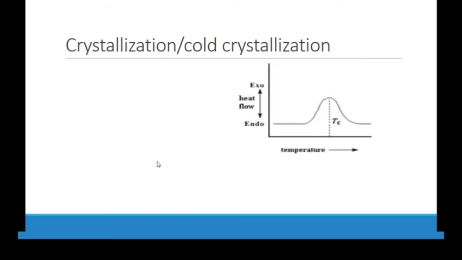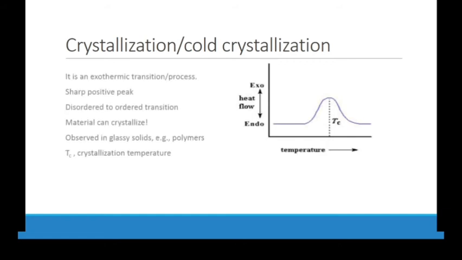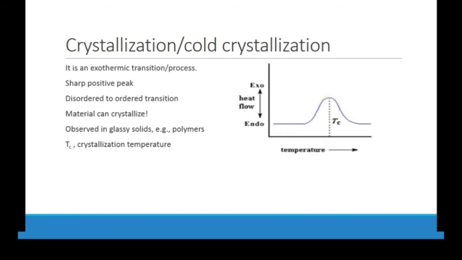So now we talk about crystallization. If you find a big peak in your DSC curve, you can say it is the crystallization temperature of your sample. But how? Because if your sample starts to release heat, it is an exothermic reaction. So it is an exothermic transition process. Sharp positive peak, disorder to order transition, material can crystallize, observed in glassy solid polymer. So polymers show this peak.